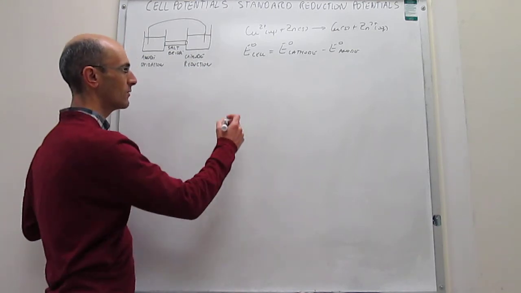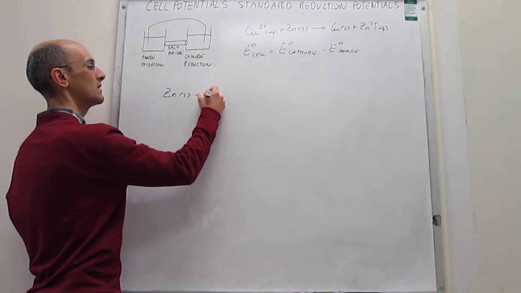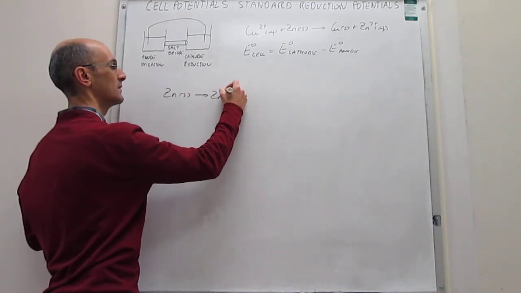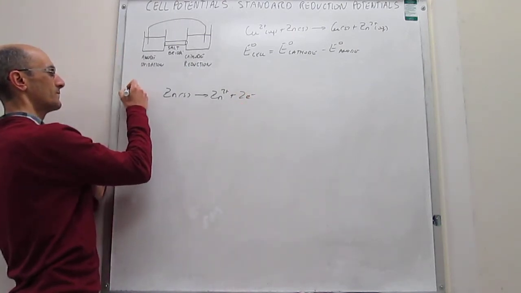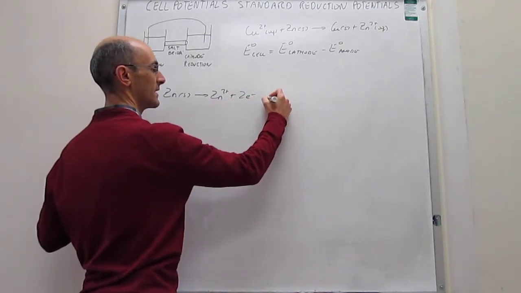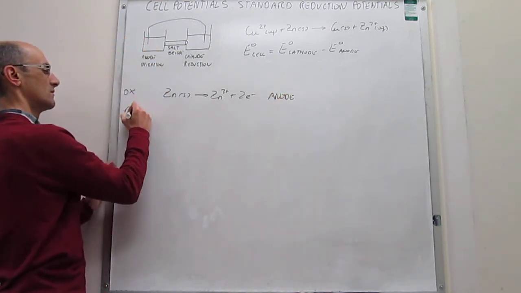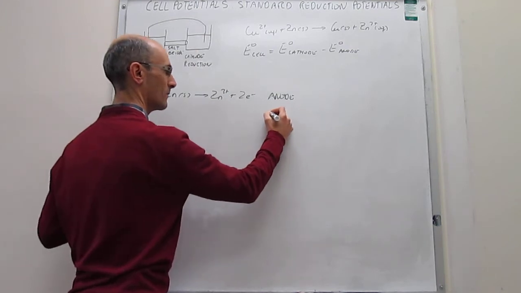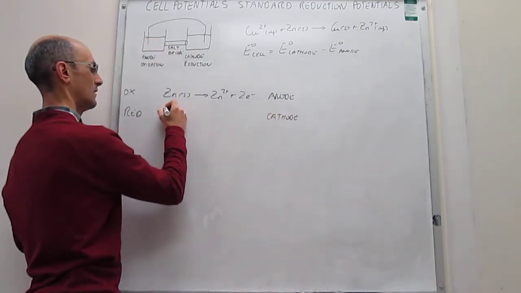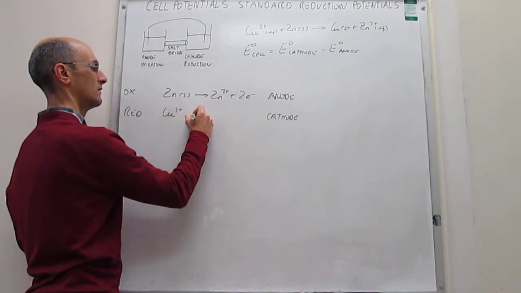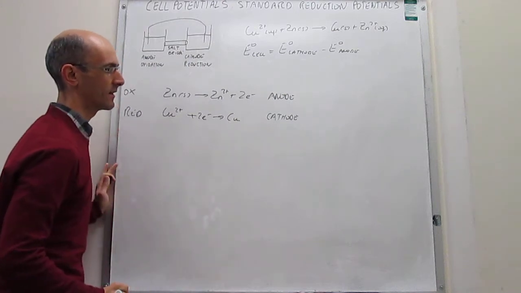Let's look at the oxidation reaction, which in this case is zinc solid generating zinc 2+ plus 2 electrons, and again that is the oxidation, and this takes place in the anode. And then the reduction, which will take place in the cathode, will be copper 2+ accepting 2 electrons to get solid copper.